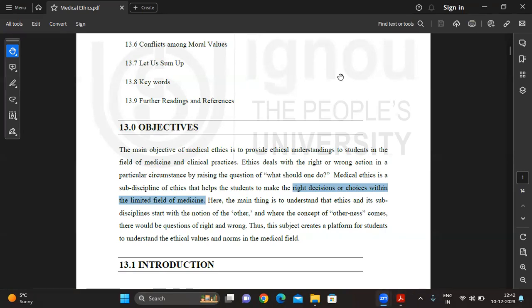Let's see this. Do I have a whiteboard? Okay, good. So that gives us a little bit of introduction into medical ethics.